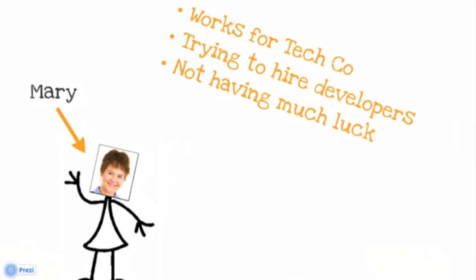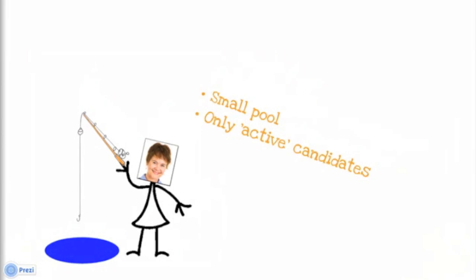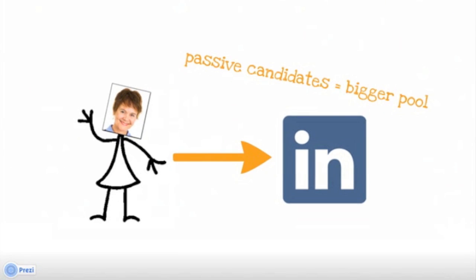A large part of the problem is that Mary's fishing in a very small pool. She's only fishing in what's called the active candidate pool. And by active candidate, what I really mean is someone who's actively trying to find a new role. So Mary comes to LinkedIn for access to a lot more candidates. She comes for access to the passive talent pool. So what does Mary do? Or a better question, what can LinkedIn do to help Mary woo developers in the passive talent pool?